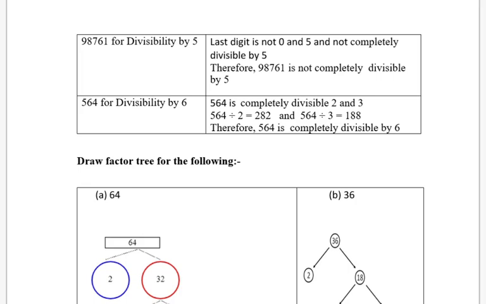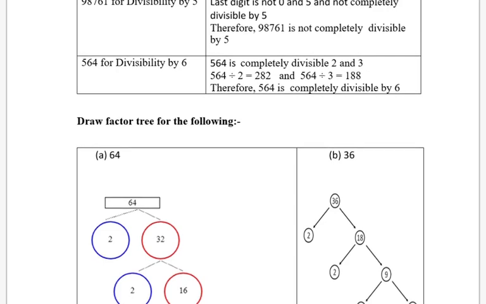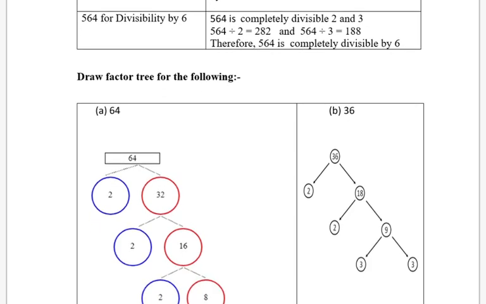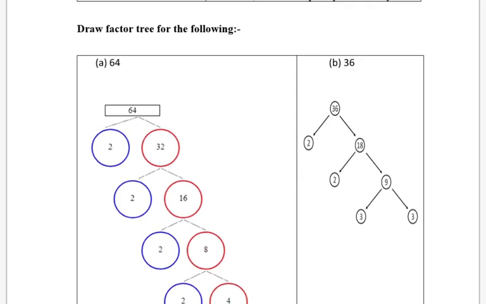Next question, a very important question. Draw a factor tree of the following. The first example is 64 and the second example is 36. For 64, first of all, 64 is divided by 2. How many times? Definitely this is 32 times. We have to check it. 2 threes are 6 and 2 twos are 4. This is 2 multiplied by 32, and again 32 is divided by 2, because 2 multiplied by 16 is 32. This is our factor tree.